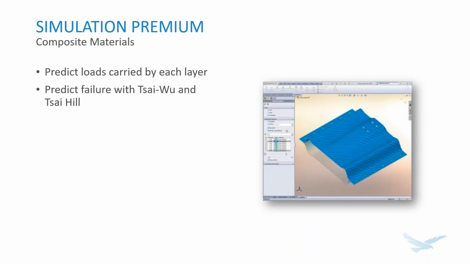Additionally, and lastly, the last thing we're going to talk about is composite materials. SOLIDWORKS Simulation Premium allows you to access composite materials. And this is not necessarily a standalone add-in. It's actually something you can incorporate into other studies and analyses. But it really just allows you to define composite materials and layups and predict the loads carried by each layer and predict failure with the Tsai-Wu and Tsai-Hill failure criteria.